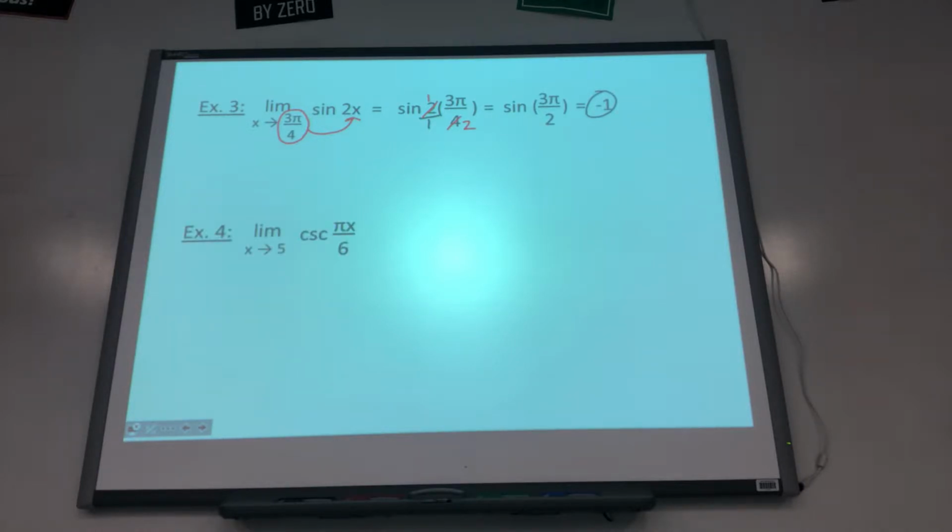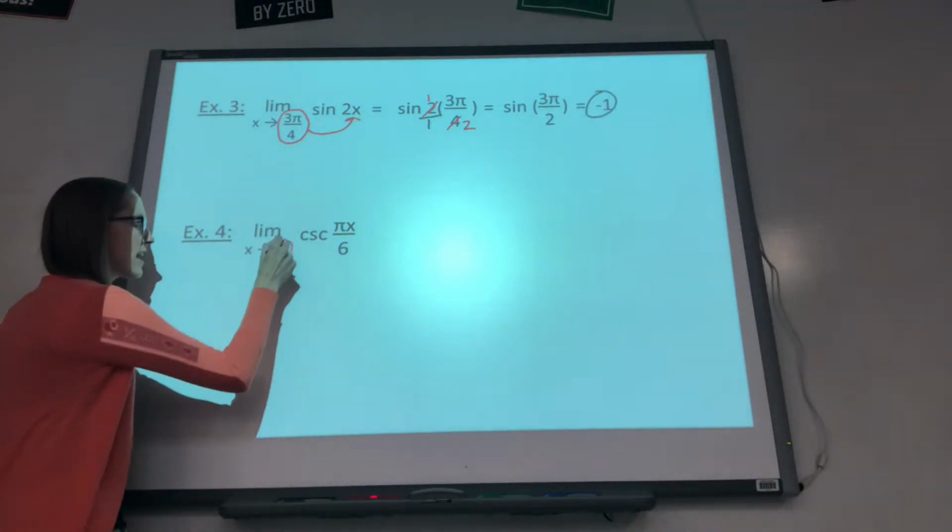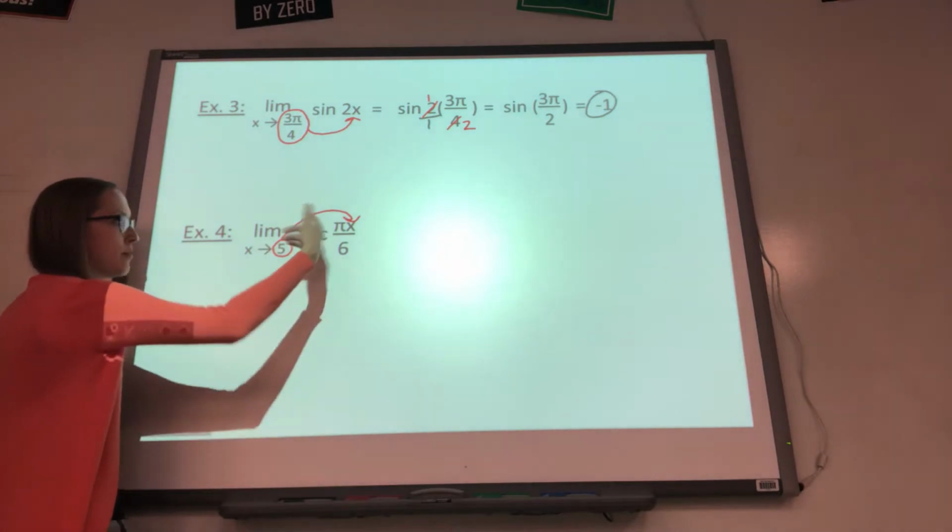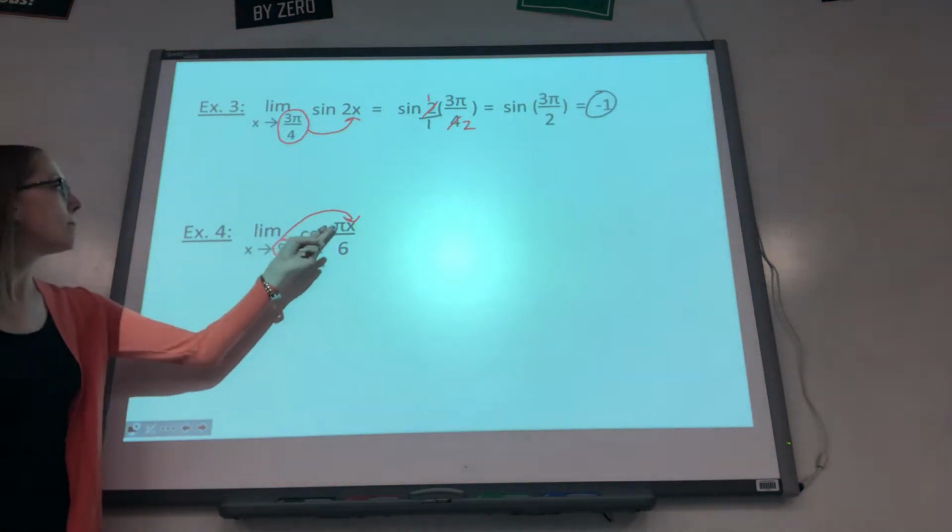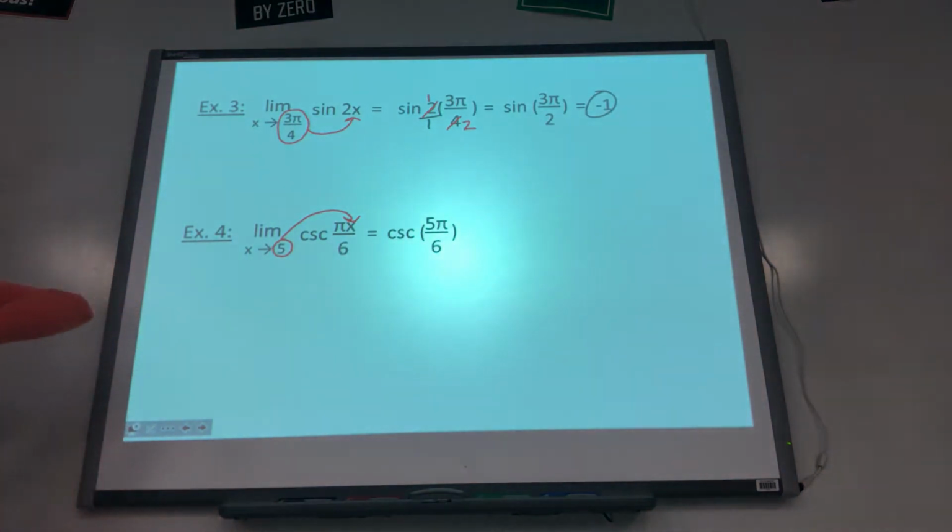Alrighty, let's keep moving here. Number 4, it's the limit as x approaches 5 of cosecant of pi x over 6. Oh boy, cosecant of pi x over 6. Well, direct substitution, always got to try it first. Wherever I see x, plug in a 5. I'm not going to write pi 5 over 6. I'm going to turn that into 5 pi over 6.